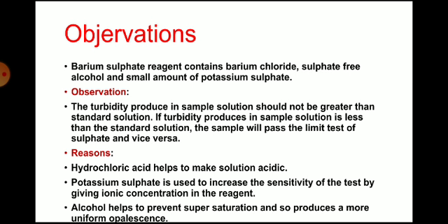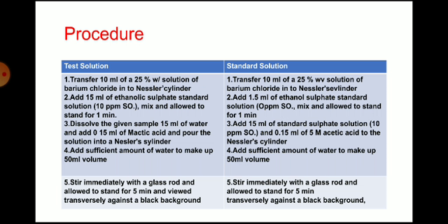There are various reasons in the limit test of sulfate. The addition of hydrochloric acid helps to make the solution more acidic. Potassium sulfate is used to increase the sensitivity of the test by providing ionic concentration in the reagent. Alcohol helps to prevent supersaturation and produces a more uniform opalescence.